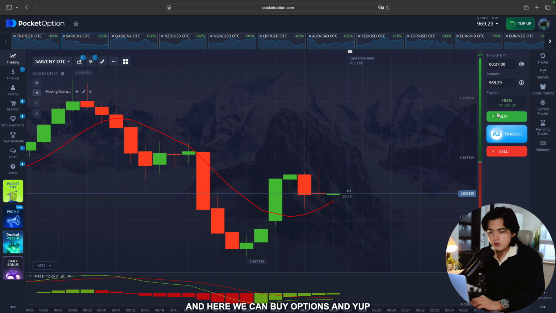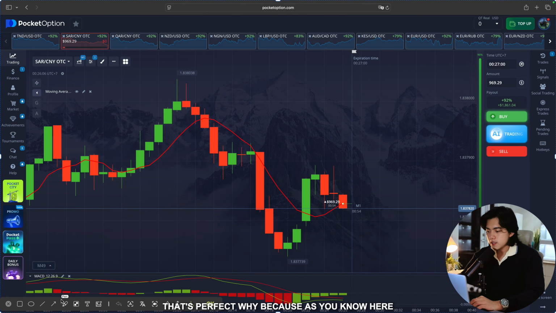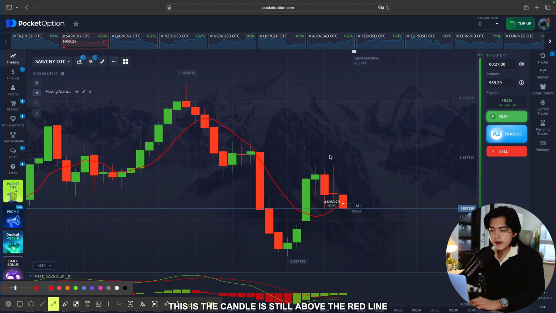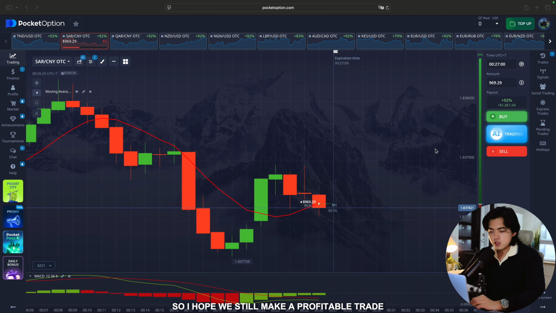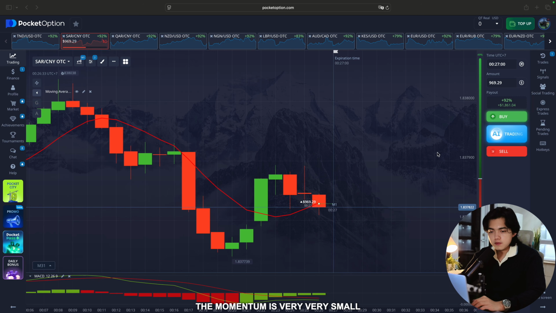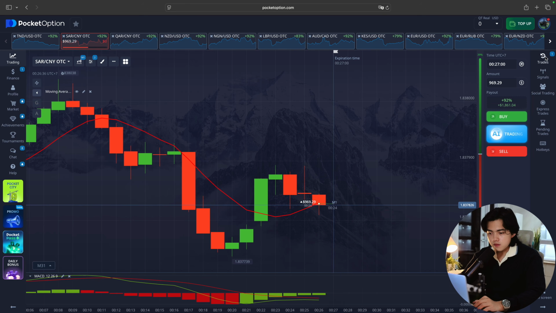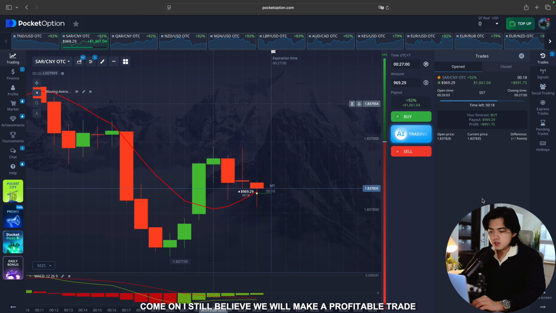And here we can buy options, and yep, that's perfect. Why? Because as you know, here the candle is still above the red line, so this is still an uptrend. And when the candle tries to touch the red line like this, that's our opportunity to make buy options, because we have good entry levels. So I hope we still make a profitable trade, and this will be our last trade. Oh, the momentum is very small. Come on, I still believe we will make a profitable trade for our last trade.